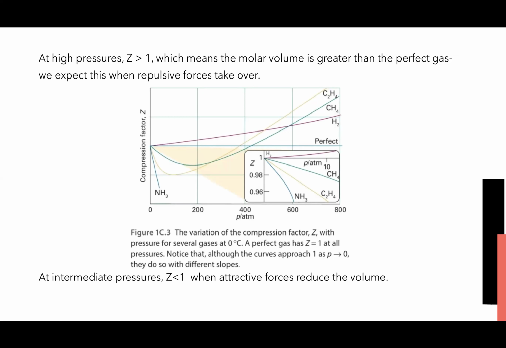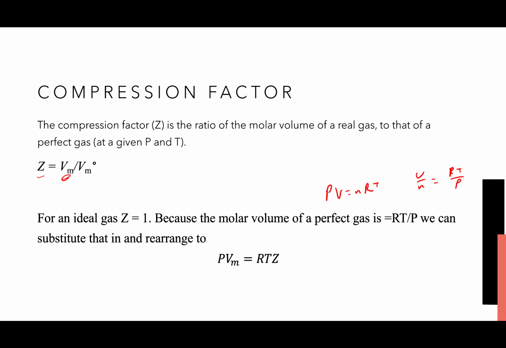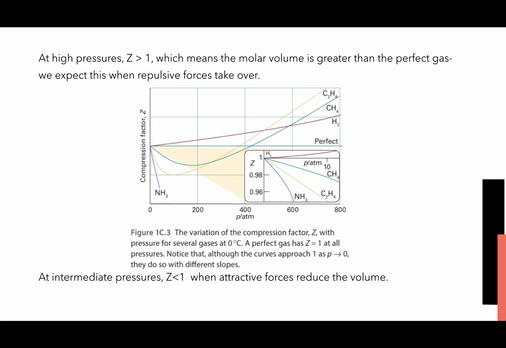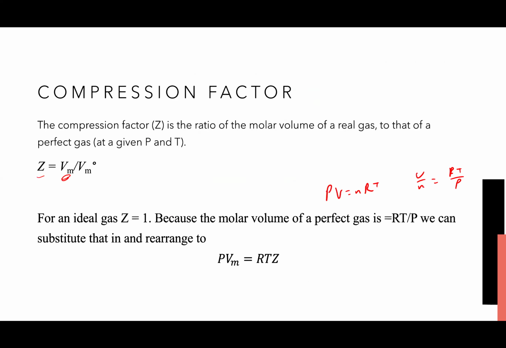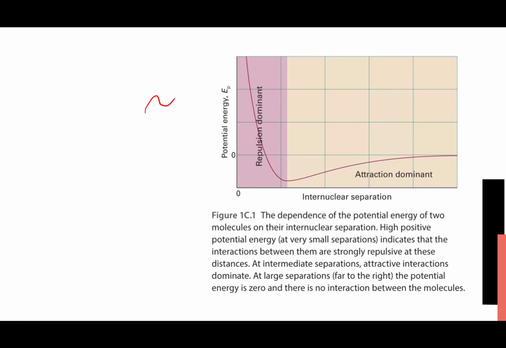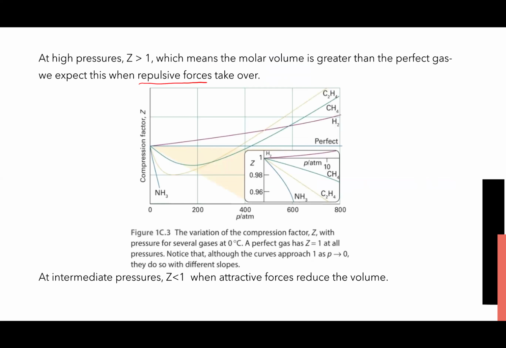So this is talking about Z. Let's talk about Z real quick. At high pressures, Z is going to be greater than 1. This means that our actual volume is bigger than the perfect volume. At high pressures, these things are being squeezed super close together, and so that's when all of our repulsive forces are going to take over. If you go back to this one, this is high pressure. This would be when we're increasing the pressure, pushing all this stuff together, and so our repulsion would become dominant and everything would start to push apart from each other.